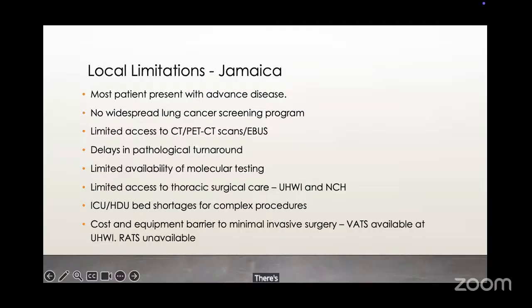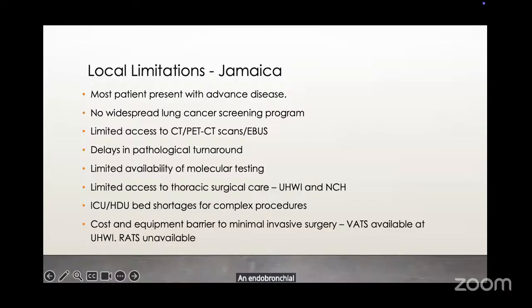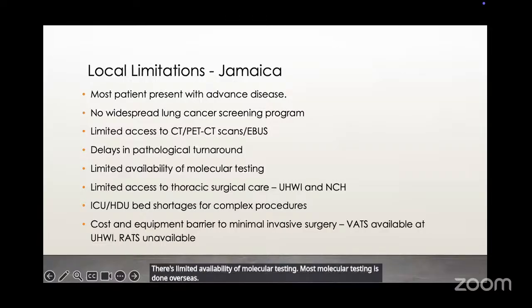There's also no widespread lung cancer screening program. There's limited access to PET CT scans or CT scans and endobronchial ultrasound. It also was mentioned about the delays in pathological turnaround, which basically delays the patients getting their induction, neoadjuvant therapy, and also adjuvant therapy. There's limited availability of molecular testing. Most molecular testing is done overseas, usually at University of Miami.